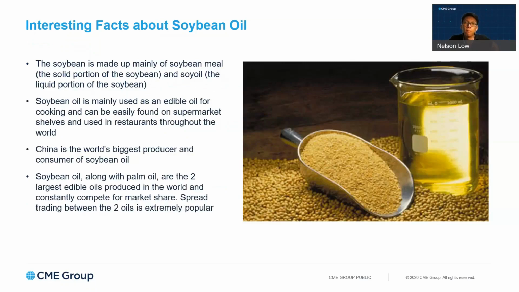Okay, so maybe let's just take a step back. Where does edible oil come from? It certainly comes from some sort of agricultural plant. And in the case of palm oil, it comes from the palm oil tree, and you get the oil from the palm fruits.